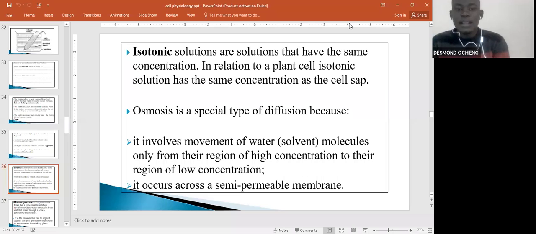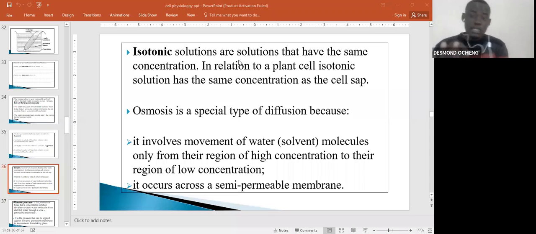Now, what if they ask for a control experiment? There's another experiment you're going to look at, where I will be able to explain what a control experiment is. And then there is osmosis. In osmosis, we use water molecules. What about in diffusion? Now, thank you.